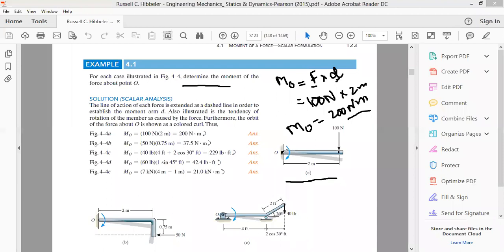You can physically verify this. What is this force trying to do? As the force is applied, this bar will bend downwards, like this. So the bar has described some angle, and the angular motion is in the clockwise direction. So we say this moment is clockwise. We will show the clockwise direction, and if you don't show the direction, then simply write negative, because we are taking clockwise moment as negative.